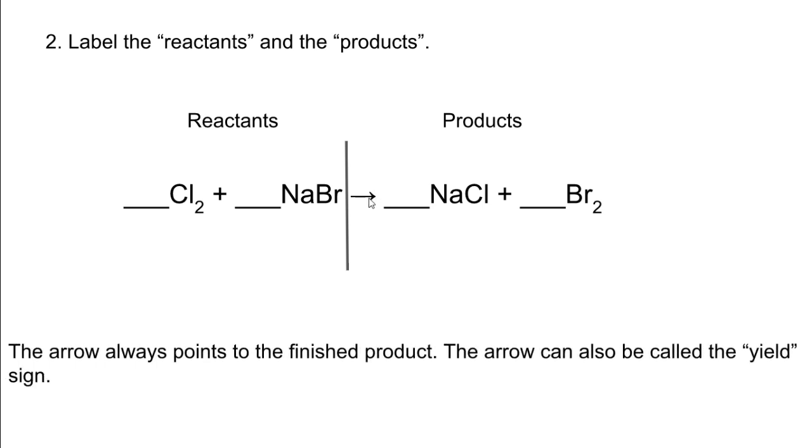Now remember, the arrow always points to the finished product, and the arrow can also be called the yield sign. And we want to recognize the fact that the number of atoms on the product side are going to equal the number of atoms that we started with on the reactant side.